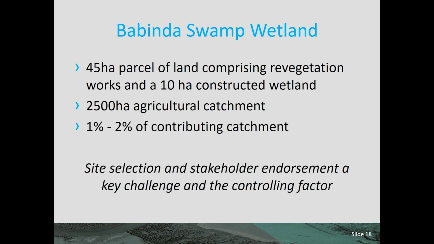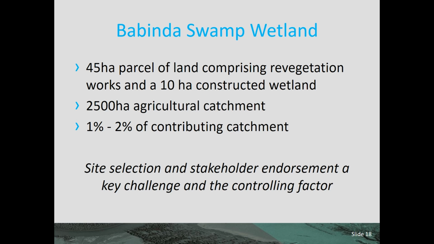Sorry, so the wetland design was about 1 to 2% of the contributing catchment, and that wasn't necessarily a modelling output. That wasn't necessarily decided. It was more like, that's how much land we've got, and that's where it has to be, so make it work. Which is quite often what consultants get: here we go, make it work, thanks very much.